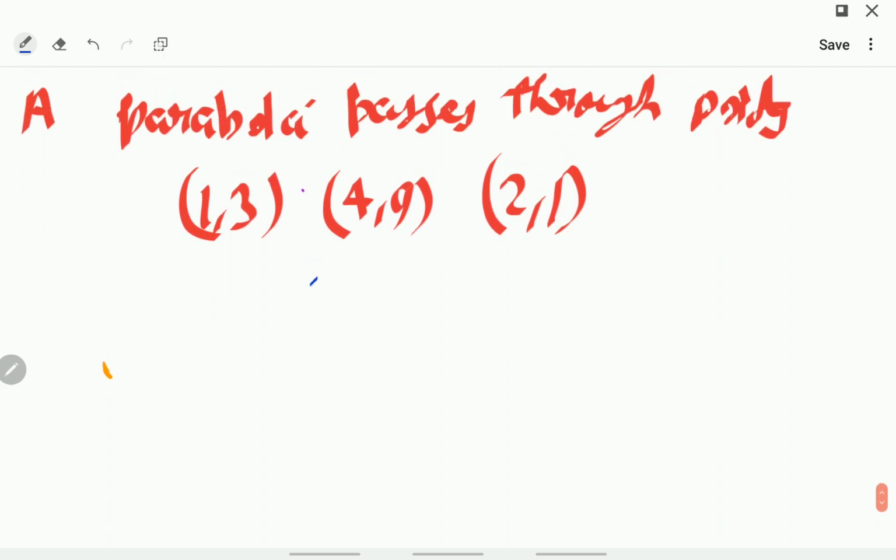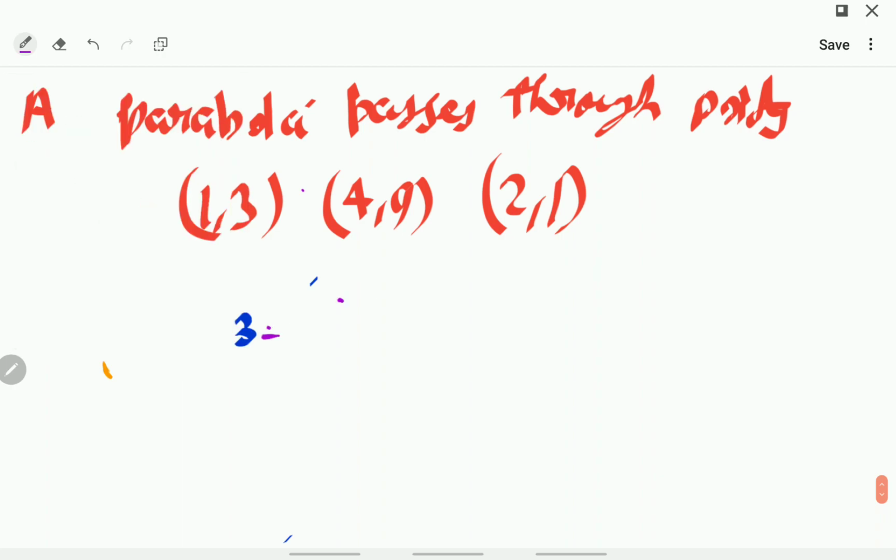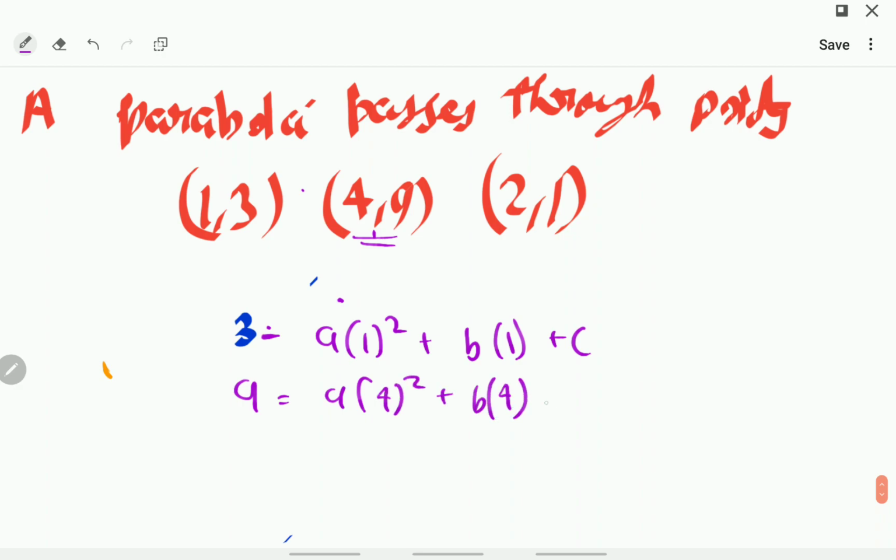Right, okay, simple. So all we're going to do now is first sub in the points. So 3 is equal to a times 1 squared plus b times 1 plus c. Then this one, 9 is equal to a times 4 squared plus b times 4 plus c, and this one, 1 is equal to a times 2 squared plus b times 2 plus c.